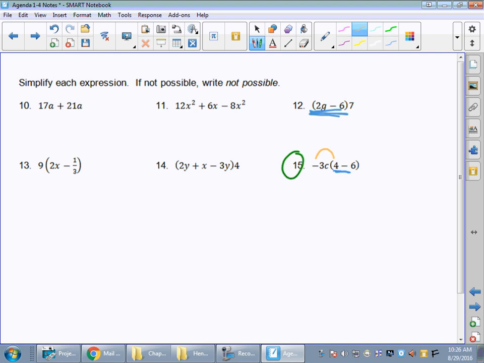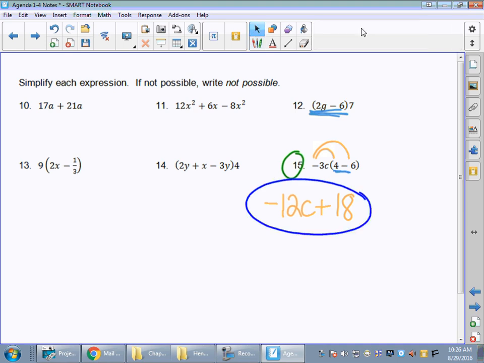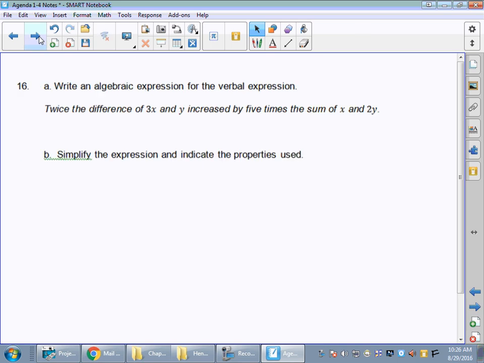So negative 3c times 4 is negative 12c. Watch your negatives. What's a negative 3c times a negative 6? Positive, right? Are these two guys like terms? No, they're not. The 12's got a c, the 18 has no variables, so this is our answer. We cannot do any more simplifying. That is in simplest form. There's no combining that we can do.